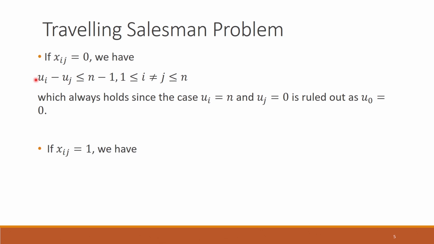Now, there can be another situation: suppose you have a pair of nodes in which the edge that goes from node i to node j is part of the tour that you select. In that case xij will be equal to 1.